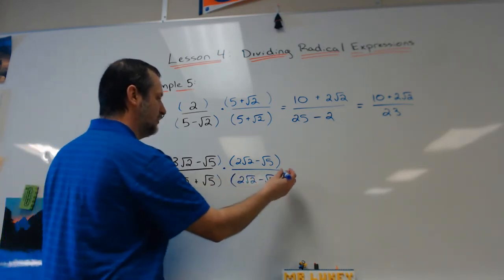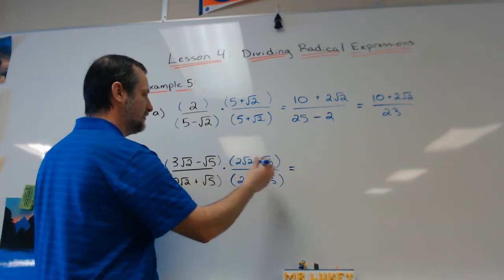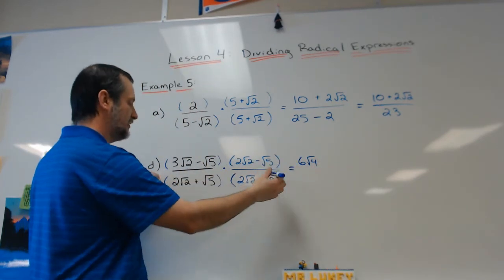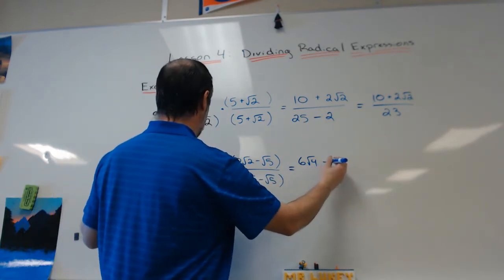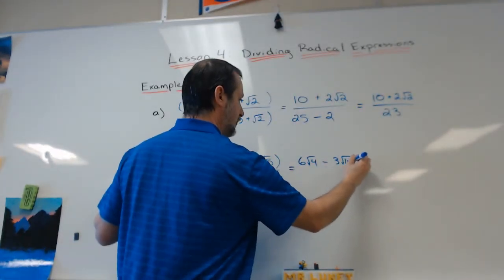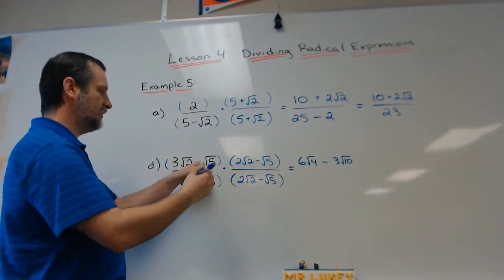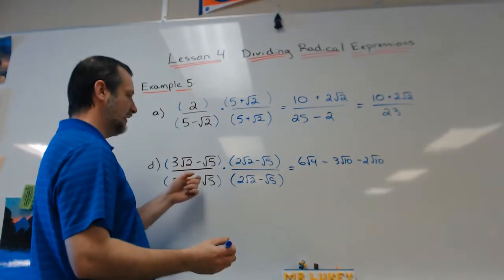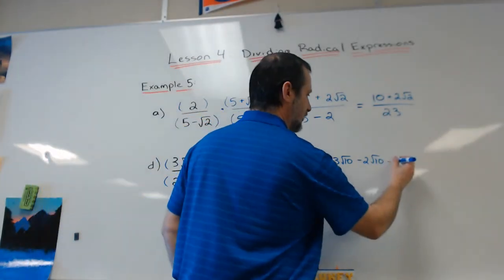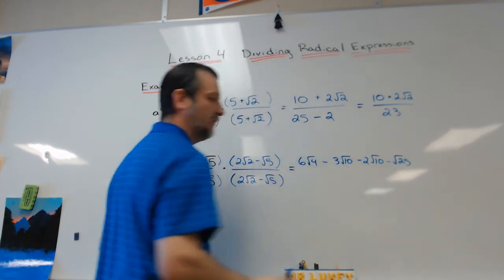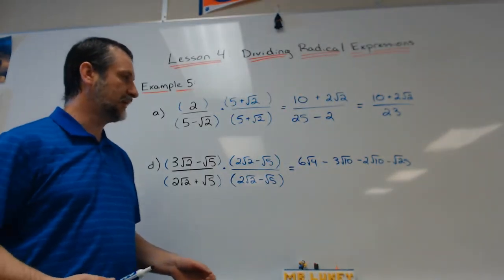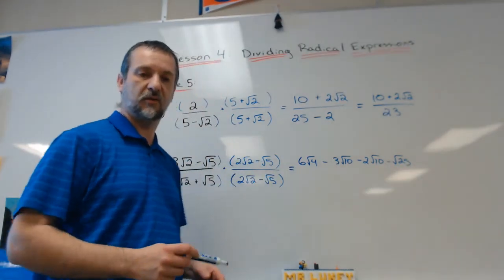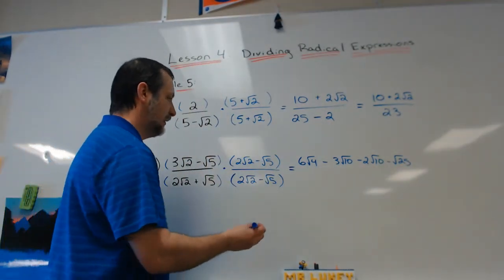So 3 root 2 times 2 root 2. 3 times 2 is 6 root 4. 3 root 2 times negative root 5, negative 3 root 10. Negative 5 times 2 root 2, negative 2 root 10. And negative root 5 times negative root 5, again, that's going to be negative root 25. Later on, as I'm learning through and I get good at this, I'm going to jump straight to the 12 here. I'm going to jump straight to the 5 here. I'm not going to rewrite more than I have to.